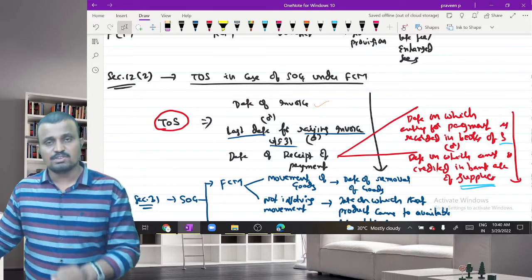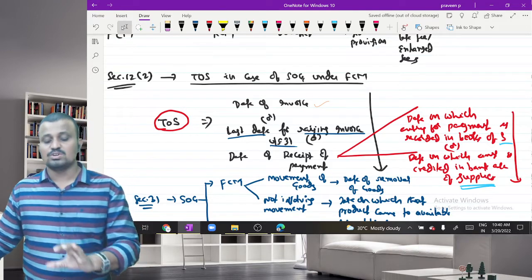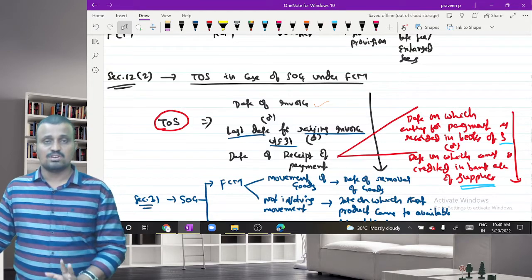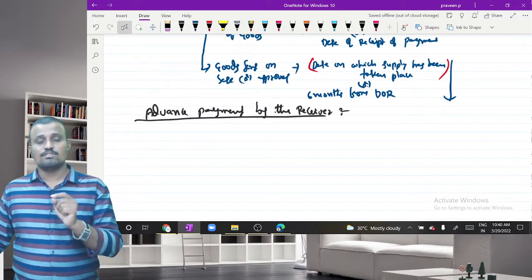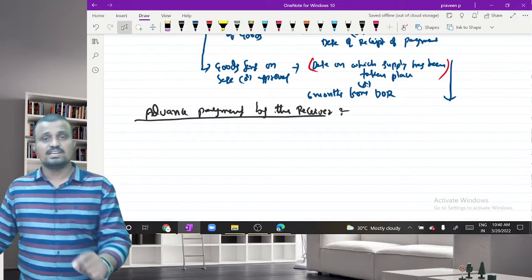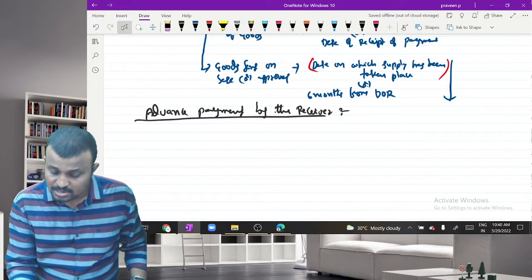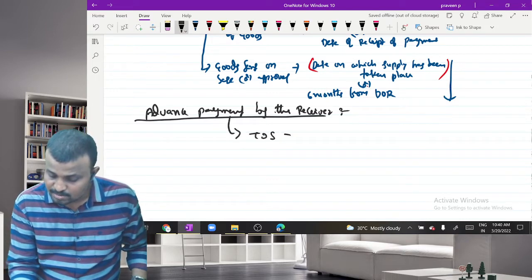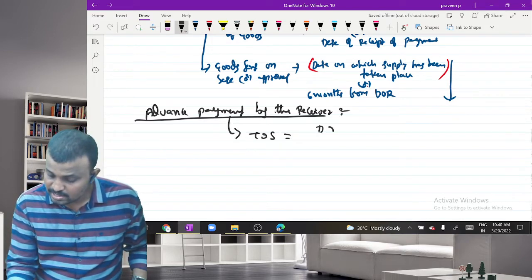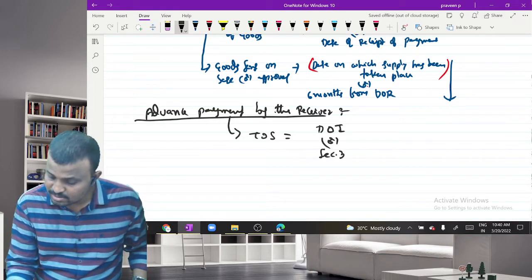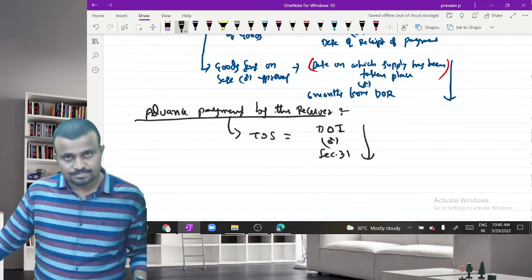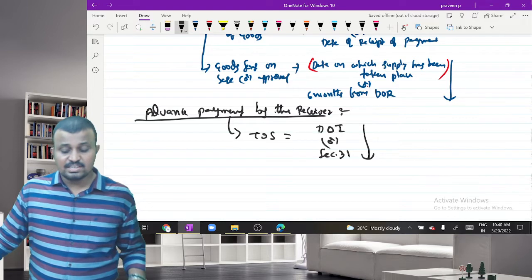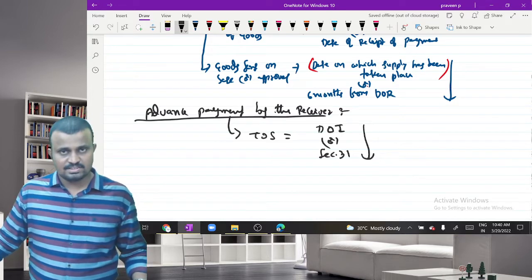But in case of advance payment, that provision is not applied. So don't consider the time of supply as the date of receipt of payment. In that case, the time of supply is nothing but the date of invoice, or the last date for raising the invoice as per section 31, whichever is earlier.